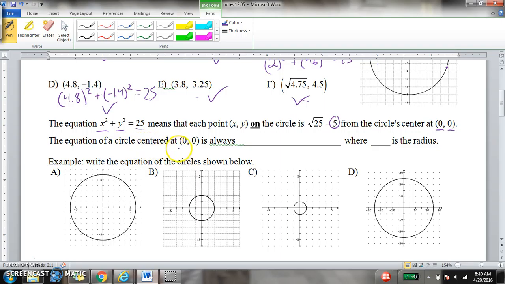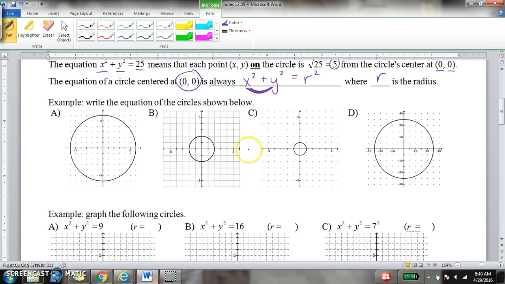The equation of the circle centered at (0, 0) is always x squared plus y squared equals the radius squared. So if the circle is centered at (0, 0), this part always stays the same. It's just x squared plus y squared, and then it equals whatever your radius is, that number squared. So r is the radius. Write the equation of the circle shown below. These are all centered at (0, 0). So all of these are going to be x squared plus y squared equals something. All we need to do is find the radius and square it.